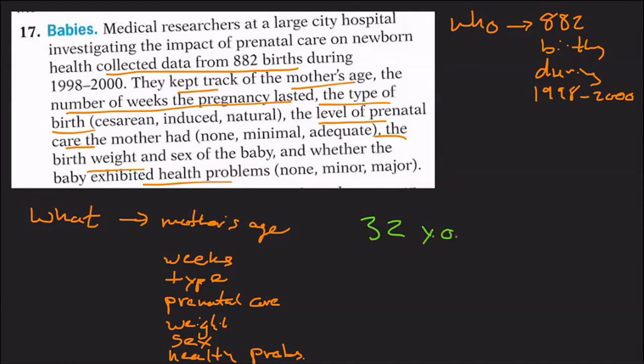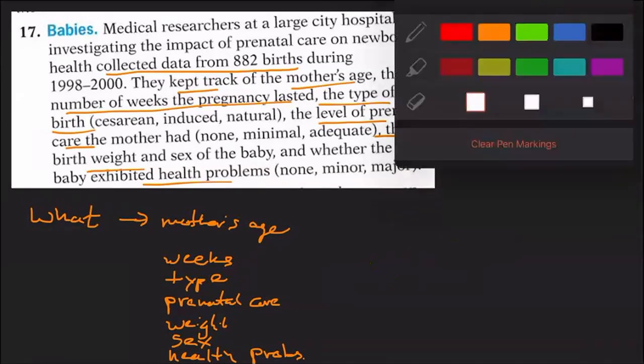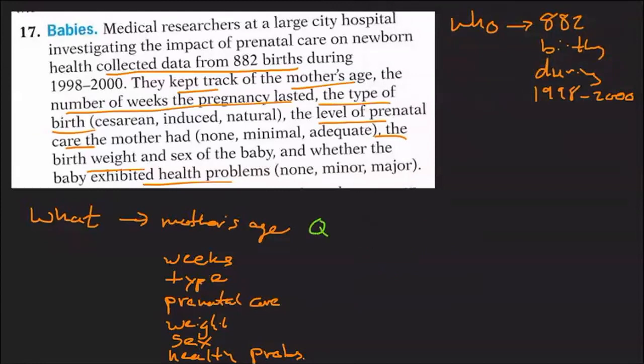So like mother's age, what would be some values for this variable? Maybe 32 years old, 25 years old, and so on. These are numbers with units, so this would be quantitative. How about number of weeks the pregnancy lasted? That would be numbers with units. Let's see, how many weeks would a pregnancy last? Maybe like 40 weeks or something like that. In any case, it's a number with units. Weeks is a unit, so that'd be quantitative also.